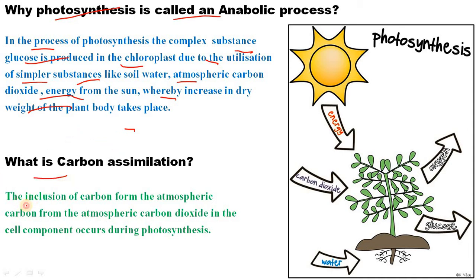What is carbon assimilation? The inclusion of the carbon from the atmospheric carbon dioxide in the cell component occurs during photosynthesis. During the dark phase of photosynthesis, the carbon of the carbon dioxide of the atmosphere is utilized in the preparation of glucose, that is C6H12O6, and the carbon assimilation process occurs during photosynthesis in the presence of light. Hence photosynthesis is also called the carbon assimilation process.